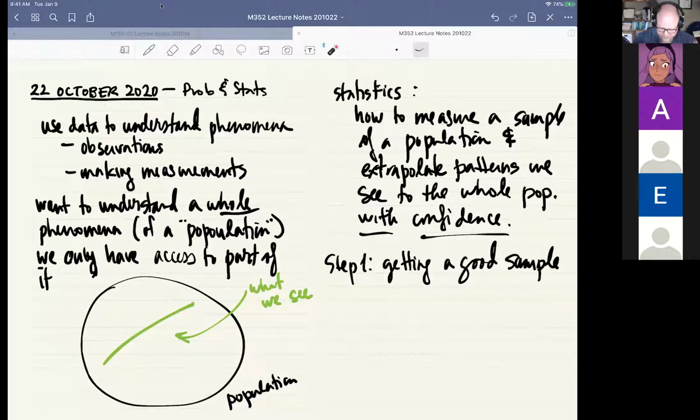If you're trying to make an inference or an extrapolation about some pattern to a whole population, and you have no control over the slice that you get, you cannot make those extrapolations with confidence, okay? You need to know something about how this slice was obtained before you can do anything with confidence. Okay, so I want to talk a little bit about how we do that, okay?